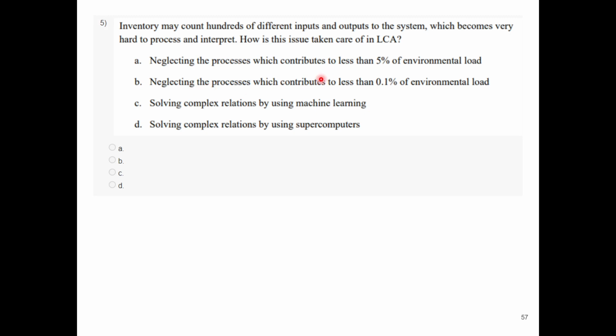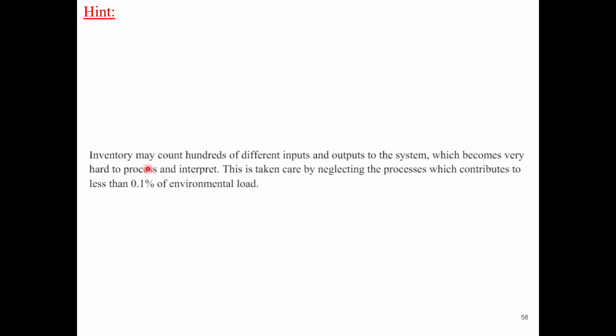So we neglect the processes which contribute to less than 0.1% of environmental load, if you remember. So B is the correct option. It is also written, inventory may count hundreds of different inputs and outputs to the system, which becomes very hard to process and interpret. This is taken care of by neglecting those processes which contribute to less than 0.1% of environmental load.